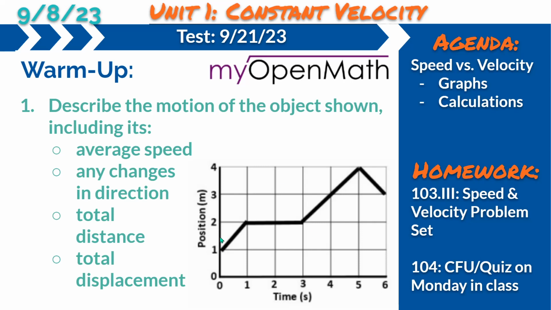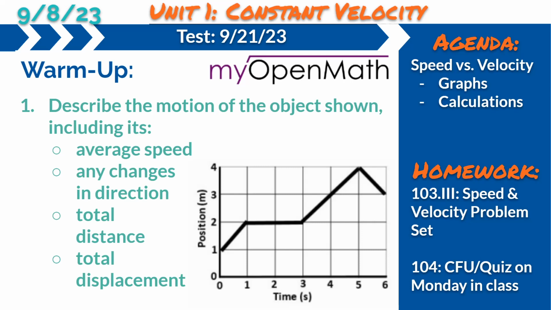So that means it traveled 4 meters over the course of 6 seconds, and so you would do 4 divided by 6, which is 2/3, or 0.67 if you round that, meters per second.